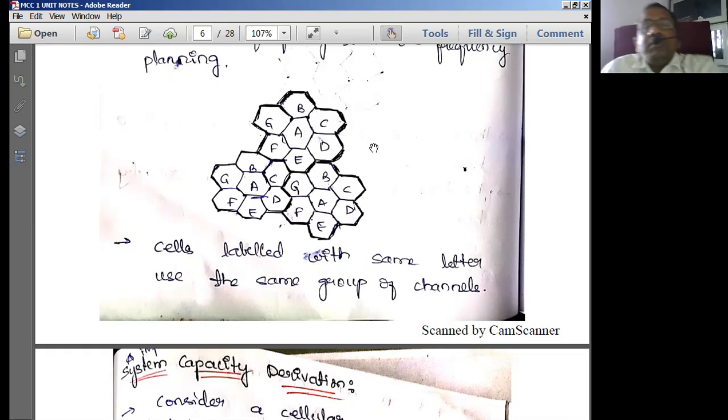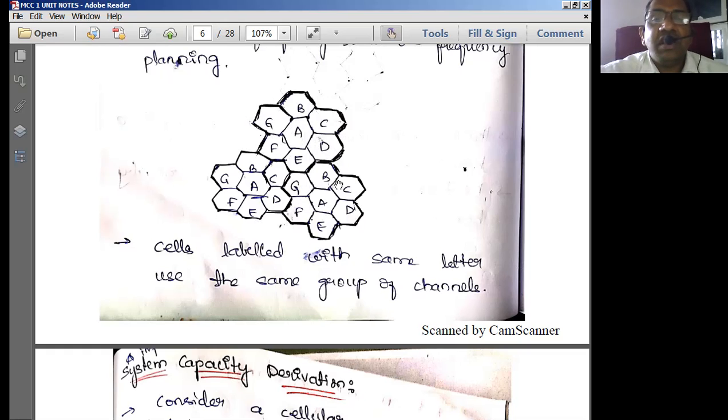So a group of cell sites can be called a cluster of cells. We normally have a certain cluster of cells here. In such a cluster, each cell is going to use a different frequency band. Now, these same frequency bands can be reused.